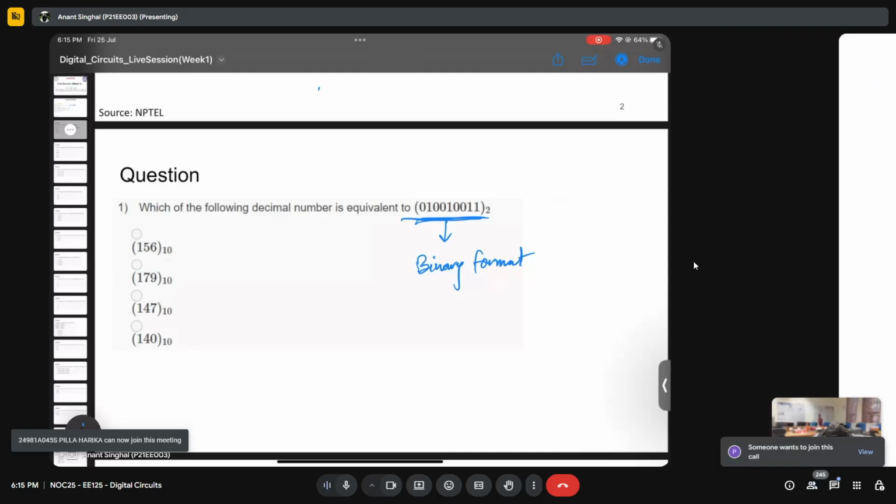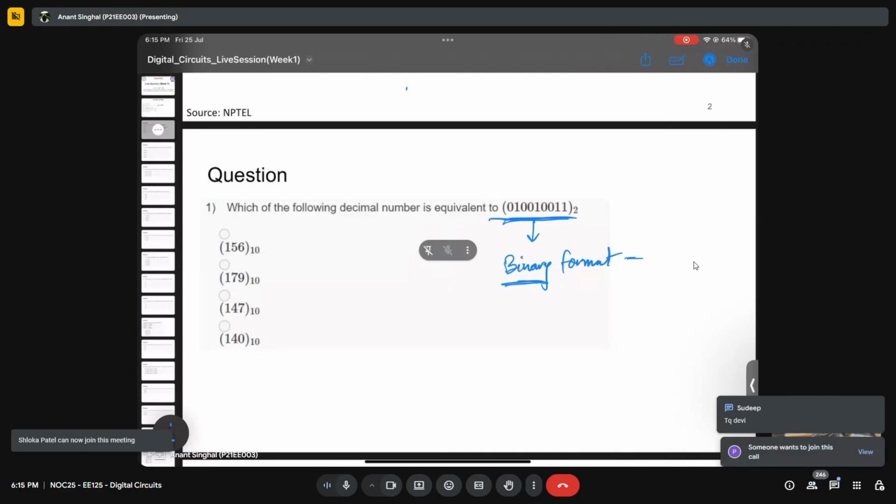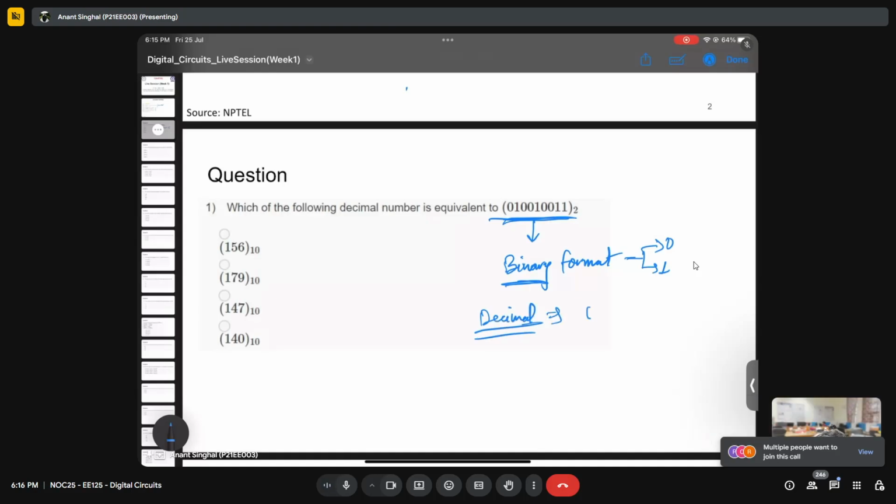For binary, as the name suggests, we only have two possibilities, either zeros or ones. Then we have different kinds of formats. In general, what we use is a decimal format, right? The decimal format is what we use in our daily life, that is from 0 to 9, the whole numbers.